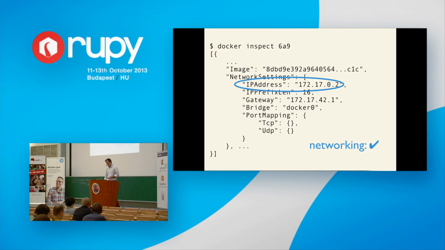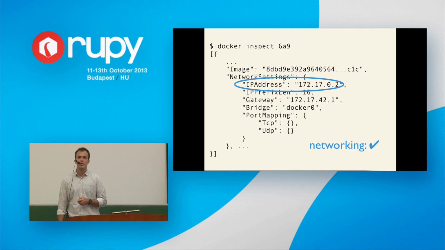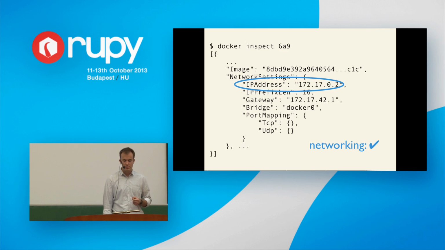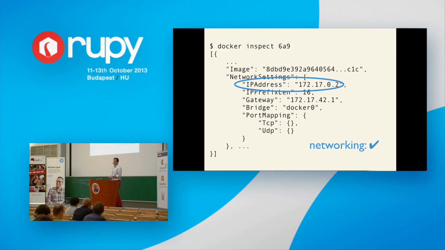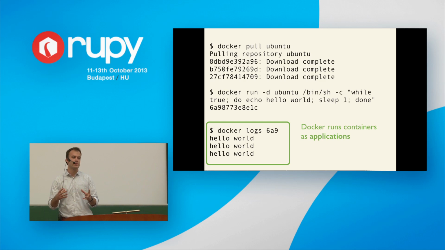Next, it allocates a new network interface and assigns an IP address to the container. So you can pretty much immediately SSH into it. And this is good because with LXC, you have to figure out a lot of stuff about how networking works on a low level in order to get this to work. And finally, it runs your thing in the container, and then you have commands to live tail the logs and so on. And there's one log. So this reflects the idea that Docker should be used to run individual applications and not entire systems.